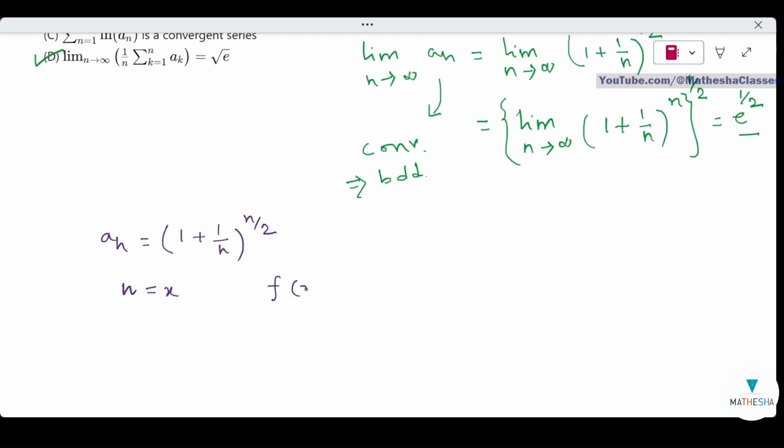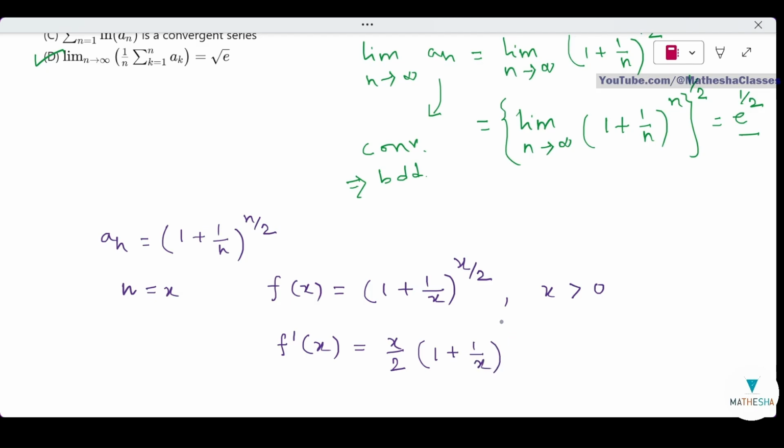If you do this, the expression will become (1 plus 1 upon x) whole to the power x by 2. This becomes a function, which we will consider for x greater than 0. Now let us do one thing: let us differentiate the function. The first derivative of the function will be x by 2 (1 plus 1 upon x) whole to the power x by 2 minus 1.